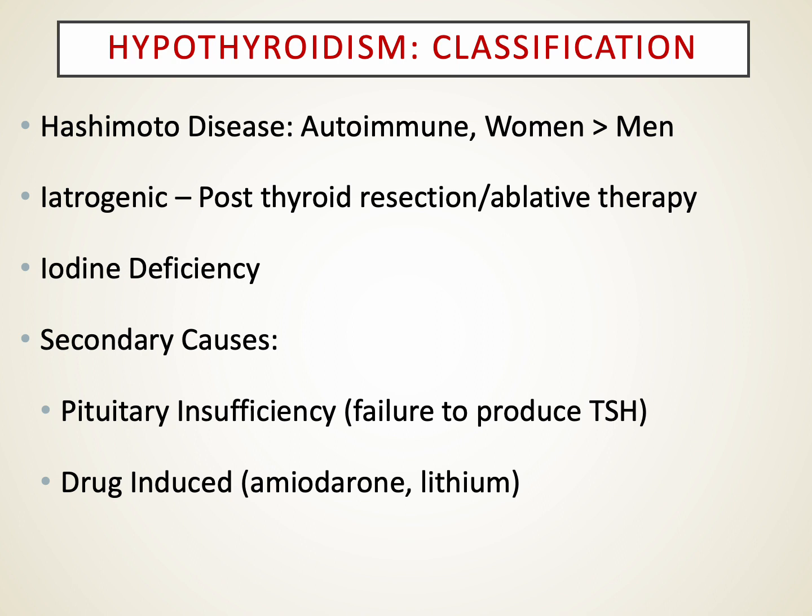Now let's talk a bit about hypothyroidism. Hypothyroidism, we'll classify based on a couple of different conditions. First, Hashimoto's disease, autoimmune basis, and seen more often in women than in men. Sometimes it's iatrogenic, as we alluded to, where we've overshot our ablative therapy, and they end up with hypothyroidism. Sometimes it's an iodine deficiency.